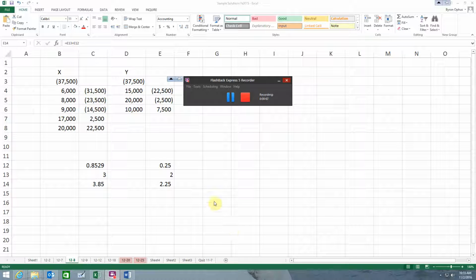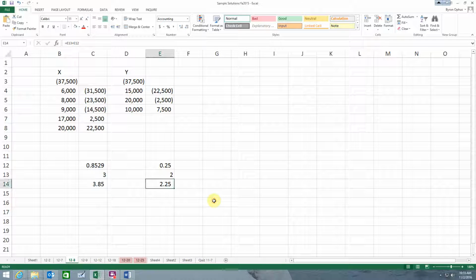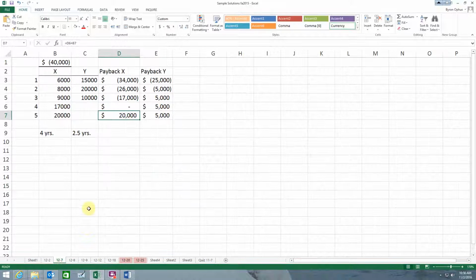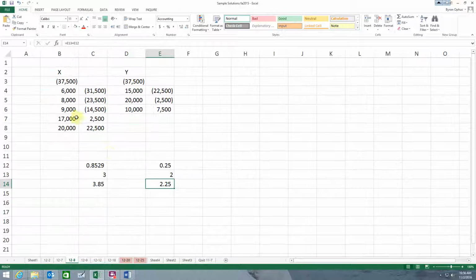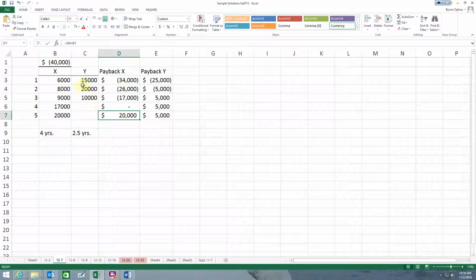12-8, and I did a problem similar. I just kind of made up some different numbers. Actually, I used the numbers from 12-7 and just changed the investments so that the calculations would come out a little different. And so I said, if we have an investment of 37.5, and I set it up kind of the same way.